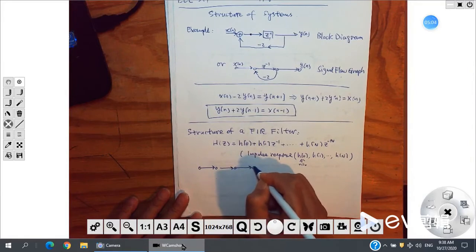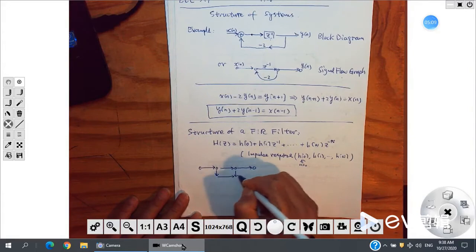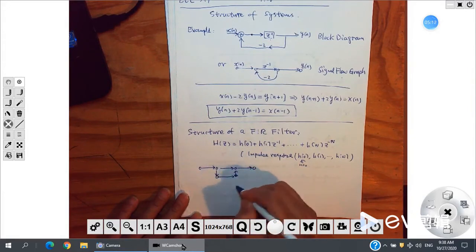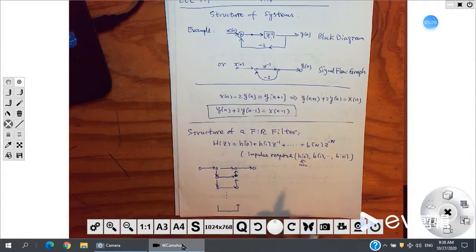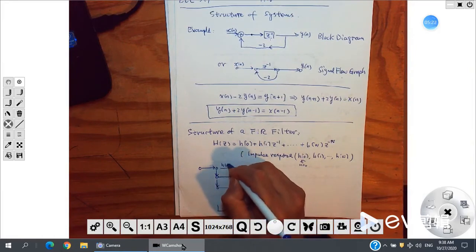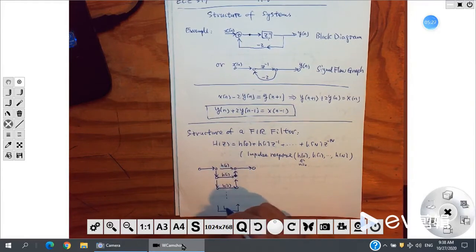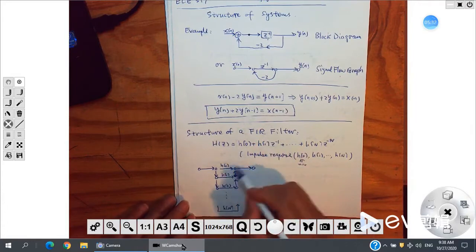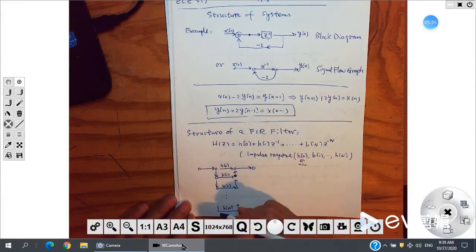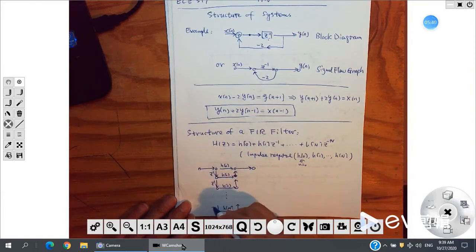This one is going down. This one is going up, going up until the last one. Yeah, it's like this. Here's h of 0, here's h of 1, h of 2, until h of n. And you will have delay. You need delay, right? Delay you can put in this column or this column. I put it here, delay, delay, delay.